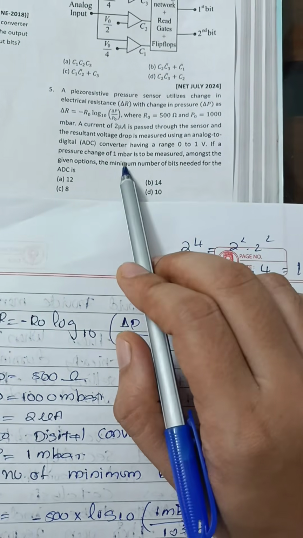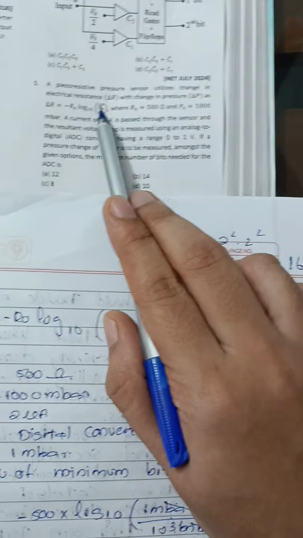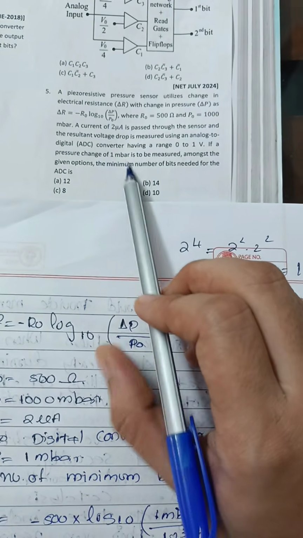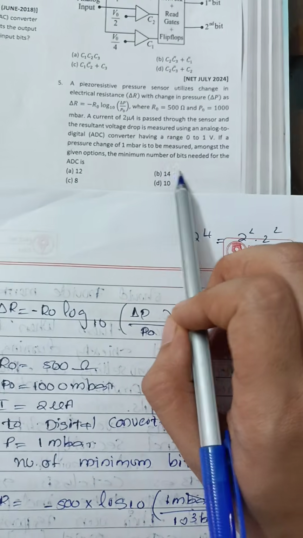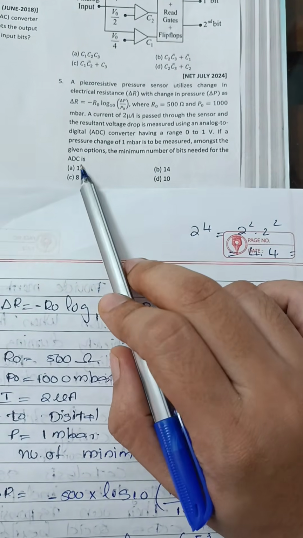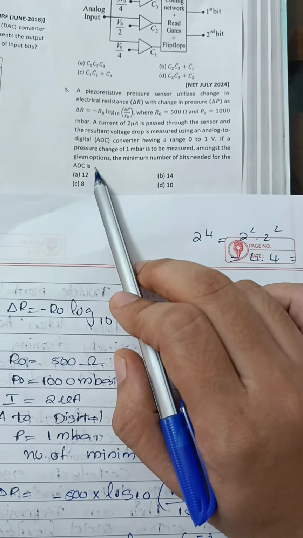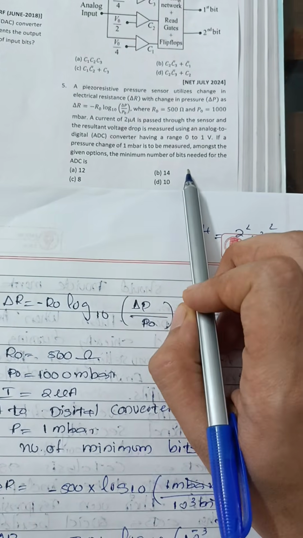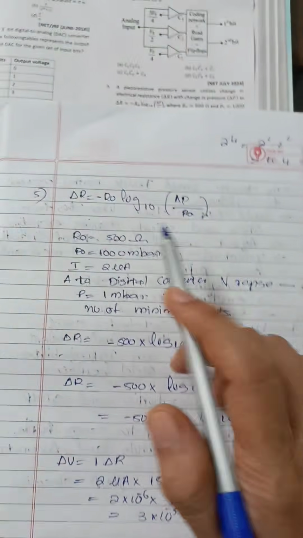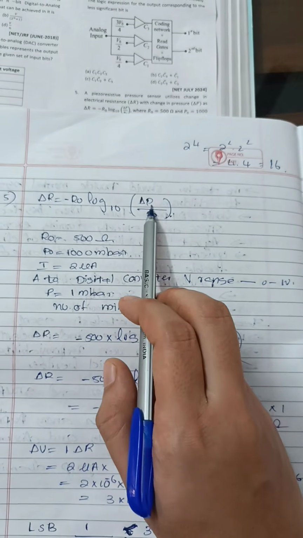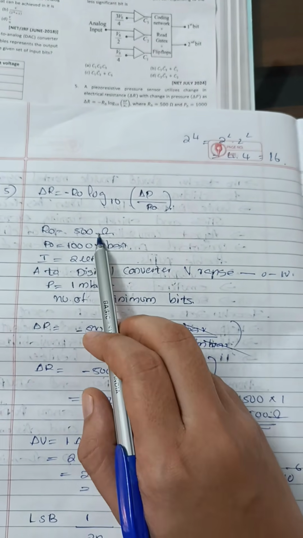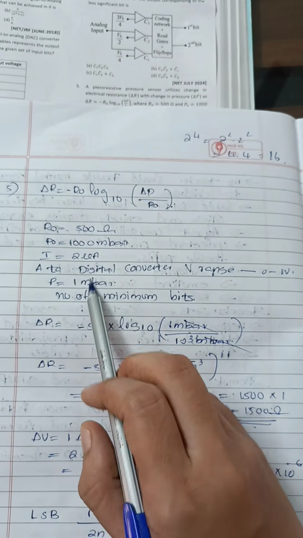If the pressure change in P of 1 millibar is to be measured, among the given options, what is the minimum number of bits needed for the ADC, analog to digital converter? We need to find out the minimum number of bits. So first of all, we have an equation: change in R is equal to minus R0 log10 of change in P divided by P0. R0 is equal to 500 ohm and P0 are all given.